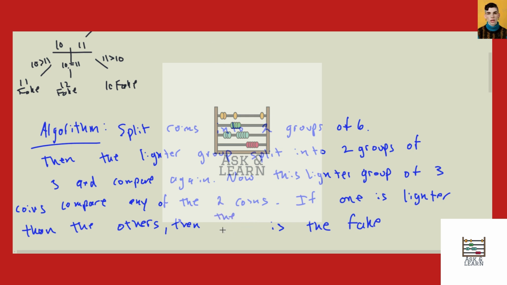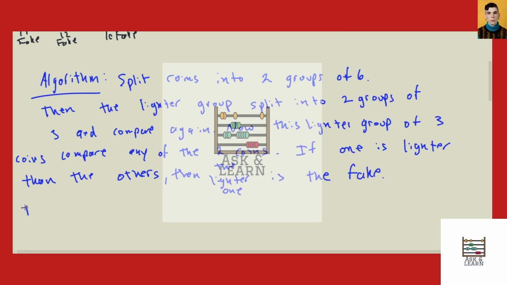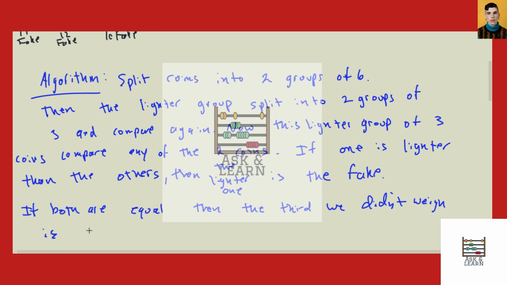Then the lighter one is the fake. If, though, both are equal, then the third we didn't weigh is our lightest.